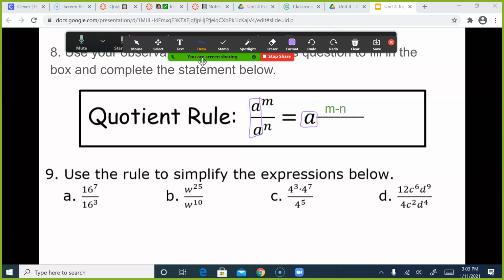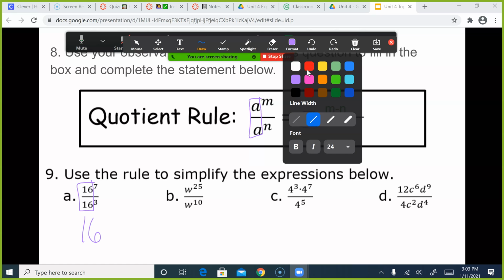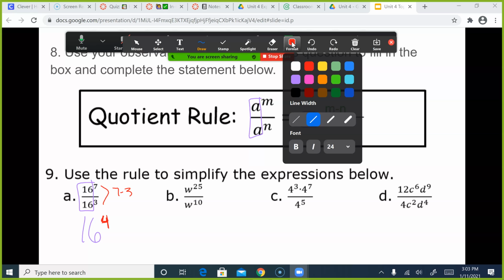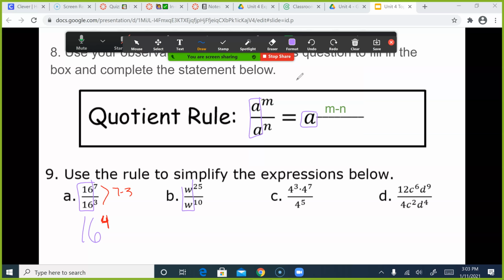So for 9A here, the 16s are going to stay. All we do is subtract 7 minus 3 and get 4. Okay, we're not going to actually solve that. Again, it's a big number. We're just going to leave that alone. So for B, we combine the same bases. They're both W's. So W. And then we subtract 25 minus 10 makes 15.